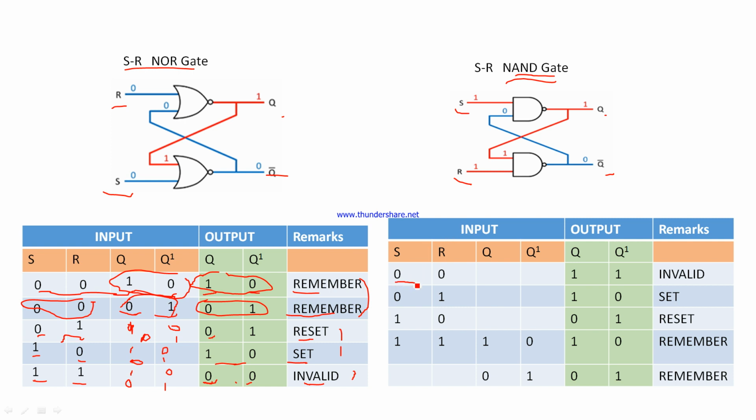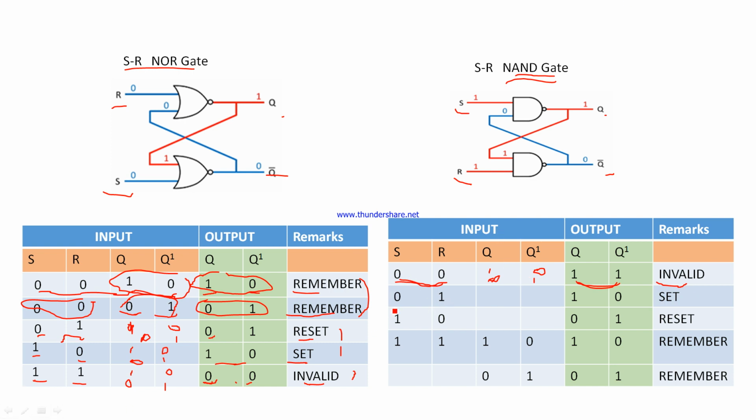Now when S is 0, R is 0, we have to assume one time Q as 1, and when Q is 1, Q dash will be 0, and in that case the output is 1 1, Q and Q dash will be 1 1. It is an invalid state. Now again, when S is 0 and R is 0, we assume Q is 0 and Q dash will be 1, we'll get the output Q as 1 and Q dash as 1. It will be the invalid state.